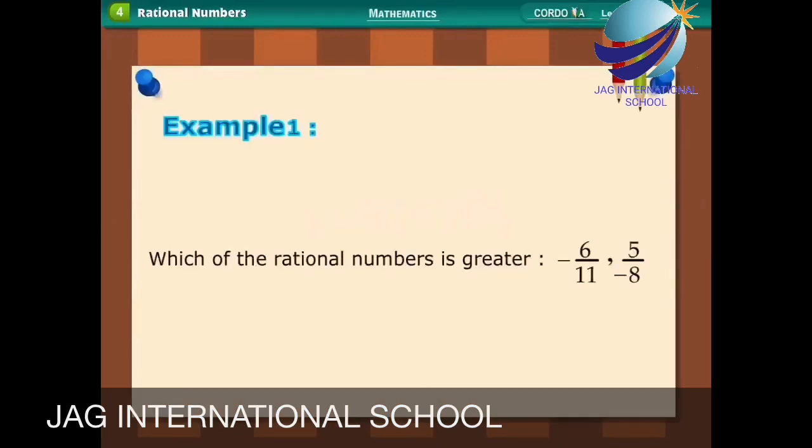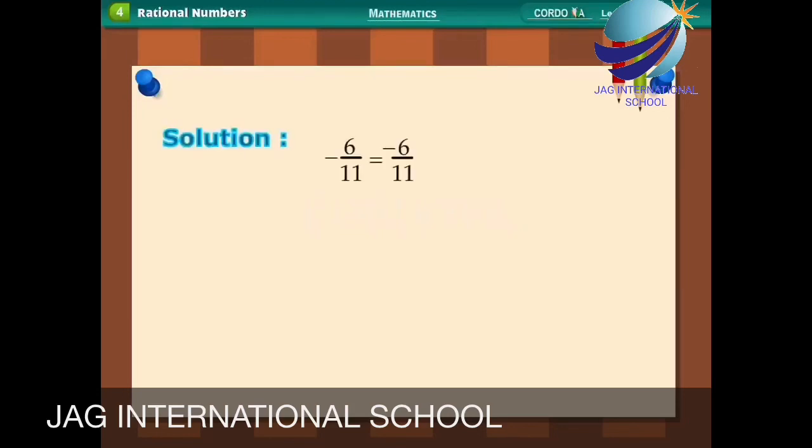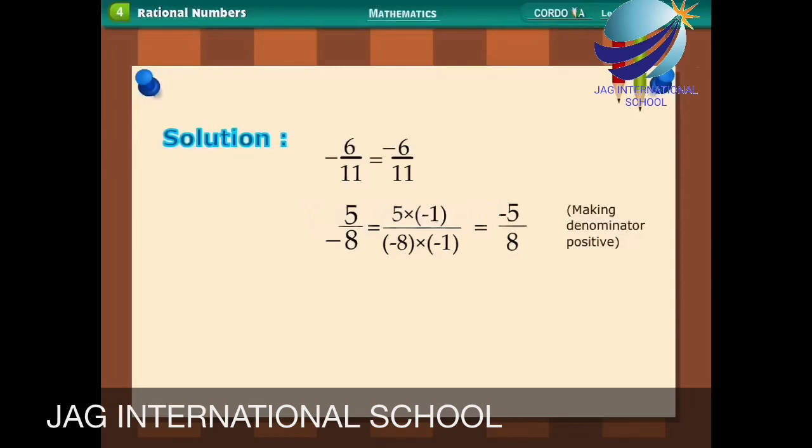Example 1. Which of the rational numbers is greater? Minus 6 upon 11, 5 upon minus 8. Solution. Minus 6 upon 11 is equal to minus 6 upon 11. 5 upon minus 8 is equal to 5 into minus 1 upon minus 8 into minus 1, which is equal to minus 5 upon 8, making the denominator positive.